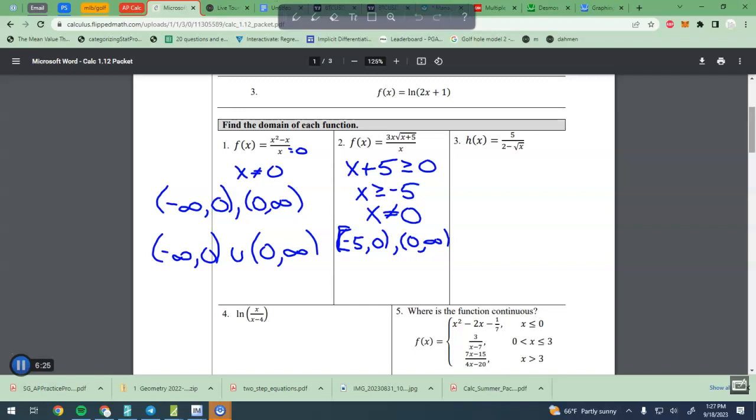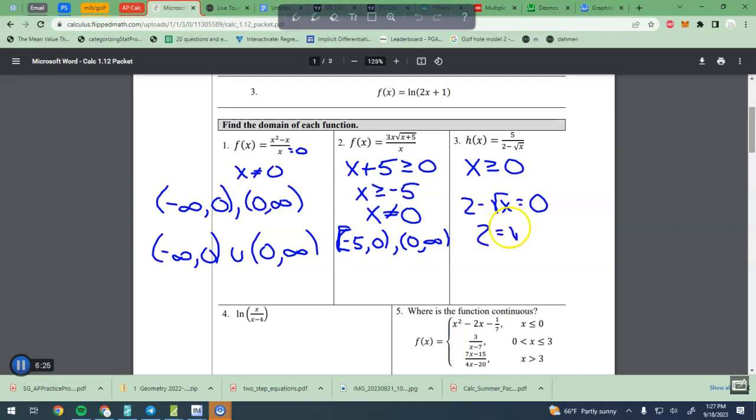Alright, 3. Again, there's a couple issues here. First of all, the stuff inside of the square root has to be greater than or equal to 0. Well, I think there's an x, so x has to be greater than or equal to 0. And then the bottom can't equal 0. So I'm going to find out where it does, and then work around that. So I'm going to set that bottom equal to 0.